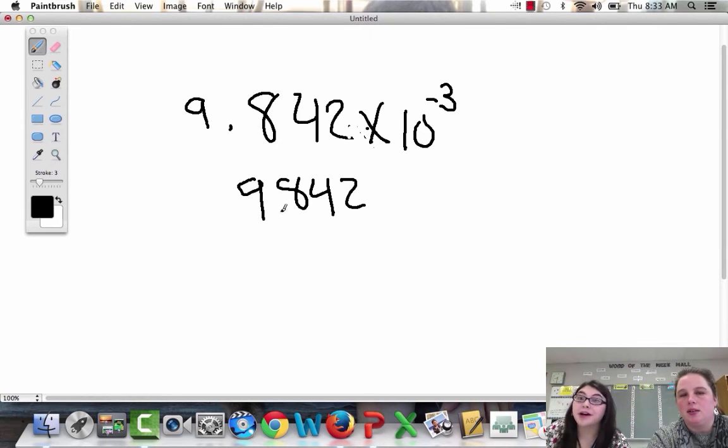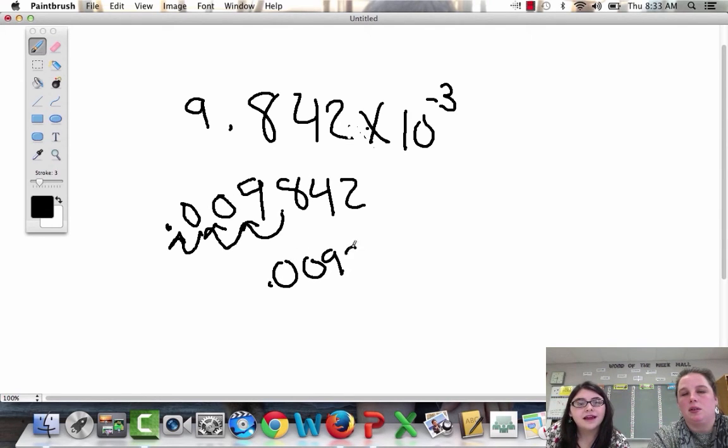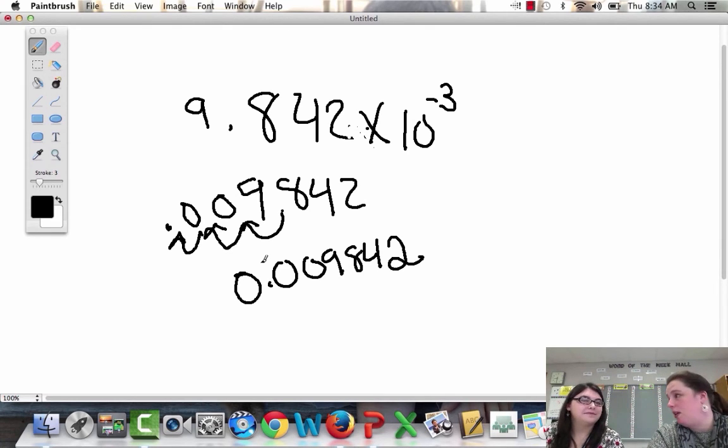Excellent. So this is where most of you forgot what to do. You thought, oh, -3, I'll just add 3 zeros. Don't forget we need to move our decimal point from the coefficient first. So that's 1, 2, 3. So then we add 2 zeros. So this would be our answer in standard form. So this is a very, very small number. Excellent. All right, very good.